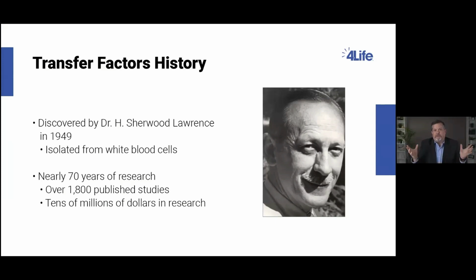And this isn't something that For Life discovered. This was actually a discovery of this gentleman, H. Sherwood Lawrence, a doctor at New York University. He had been spending most of his career to this point looking at infectious disease and looking for ways to help people stay healthy, to protect them, and looking for ways to help prevent illness in individuals. And so in about 1944, 45, he started looking at white blood cells.